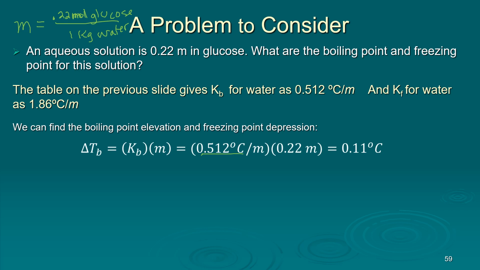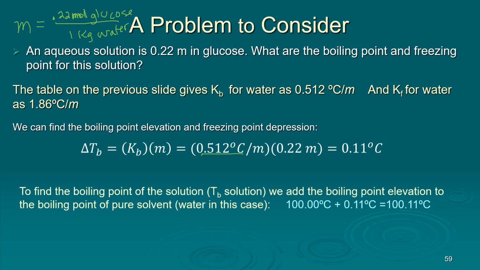So again, this problem is straightforward, but what if it didn't give you the concentration, but it gave you all the details to be able to figure out the concentration? Anyway, 0.512 times 0.22 is 0.11. Now, that is not the boiling point, right? Because what is it? Boiling point elevation. So it's going to be 100 plus 0.11. So it will boil at 100.11 degrees Celsius.